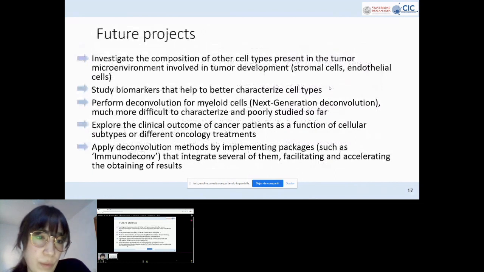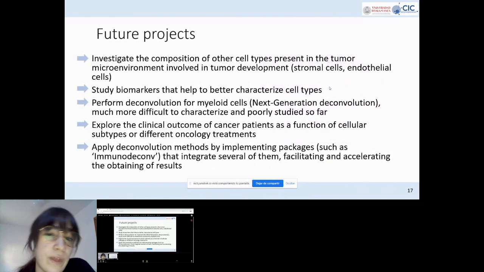As future projects, we propose to investigate the composition of other cell types present in the tumor microenvironment that are involved in tumor development, like stromal cells or endothelial cells; study biomarkers that help to better characterize cell types; and perform the deconvolution of myeloid cells, which is the next generation of deconvolution, much more difficult to characterize and poorly studied so far. We would also explore the clinical outcome of cancer patients as a function of cellular subtypes or different oncology treatments, and finally apply the deconvolution methods by implementing packages such as Immunodeconv that integrate several of them, facilitating and accelerating the obtaining of results.